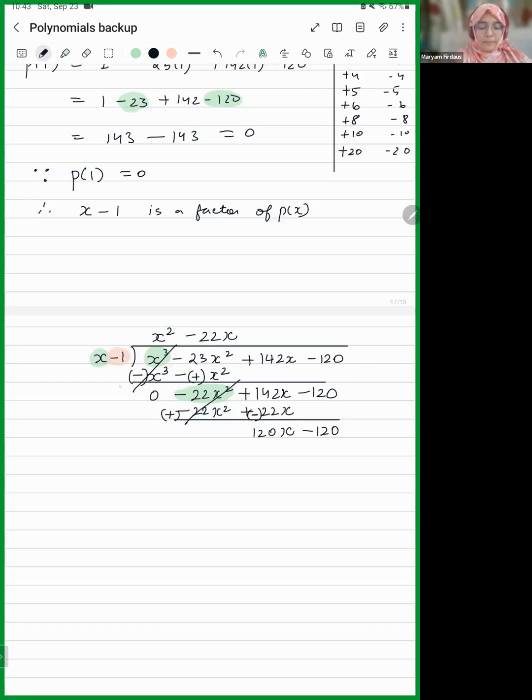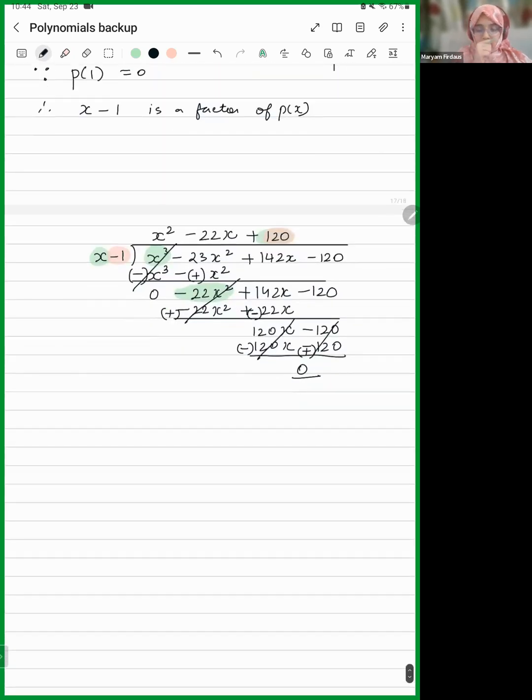So now we just have to multiply it with 120. x multiplied with 120 gives you 120x. And then you have to multiply the negative 1 also with 120, and that gives you minus 120. As you can clearly see, this minus this, this minus this, and 0. So obviously the remainder was supposed to come out as 0 because this was supposed to be a factor. But the reason we did this long division is because we had to find out the quotient.